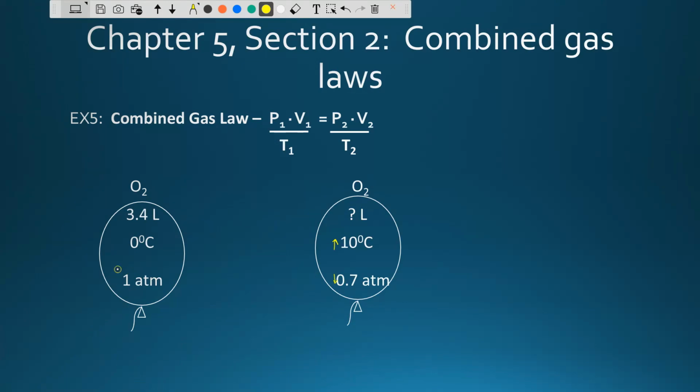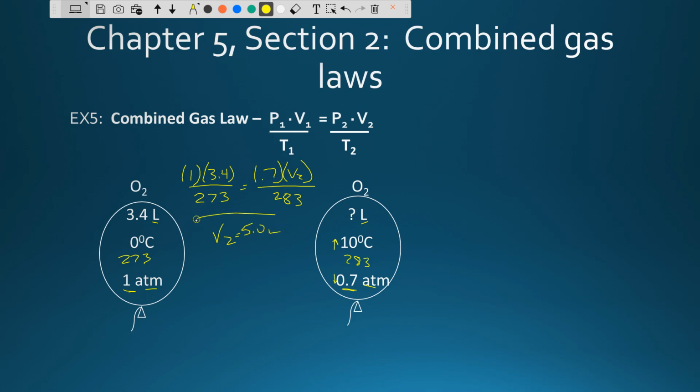So I've got a couple of things that are working together. So let's see, this is going to be 273. And this is going to be 283. Liters, atmospheres, everything checks out. We're in good shape. Let's plug everything in, and I see that I have 1 atmosphere, times my 3.4 liters, and that's divided by 273, and that's going to equal my 0.7. Looking at this side, 0.7 times my V2 over my 283. Okay, so V2 then would be 5.0 liters.